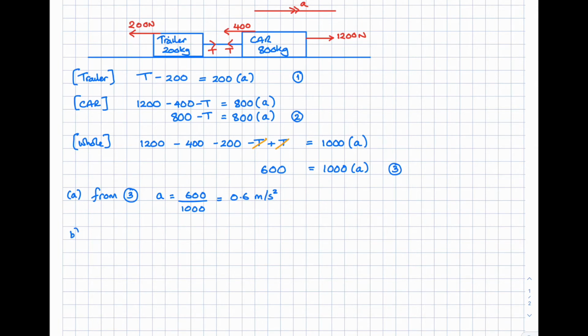So for part B of the question, we're going to say, well, from number 1, we've got tension minus 200 is equal to 200 multiplied by 0.6, and we can now rearrange to work out tension, and tension would work out to be 320 newtons. So that's the answer to part B of the question.